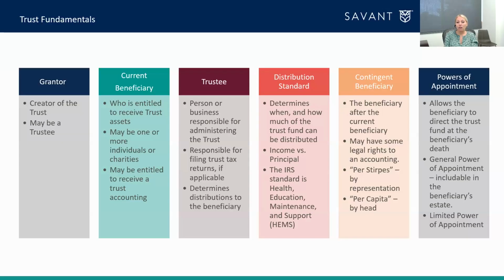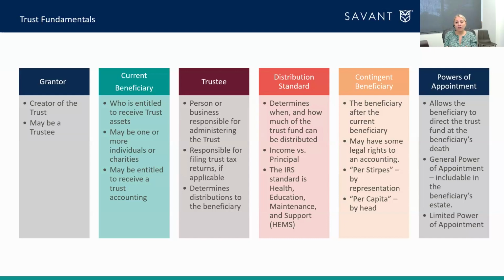Distributions of principal are usually limited to a distribution standard. The most common standard, which comes from the IRS, is the beneficiary's health, education, maintenance, and support, the HEMS standard. This is actually written into the tax code, so a lot of attorneys will use it. However, that standard could also be unlimited. The trust could say, trustee, you can make distributions of the income and principal to my beneficiaries for any reason using your best judgment. That's also common depending on who the trustee is.